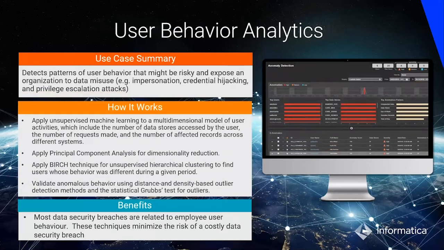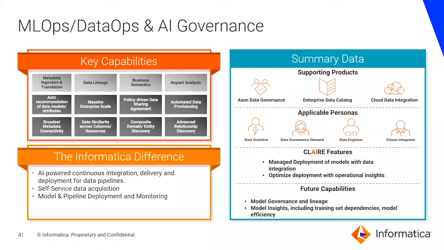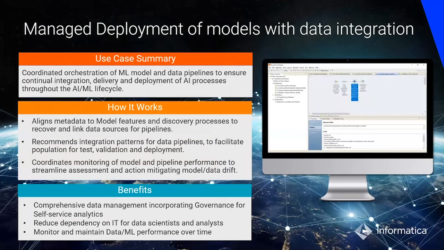We talked about user behavior analytics, the ability to find incorrect user behavior when users are trying to add sensitive data. We use multiple different ML techniques to be able to do so properly. In machine learning operations and data ops, we also have clear capabilities that can help with it today. And again, Cloud Data Integration, Enterprise Data Catalog, and Axon are the main products that help with that.